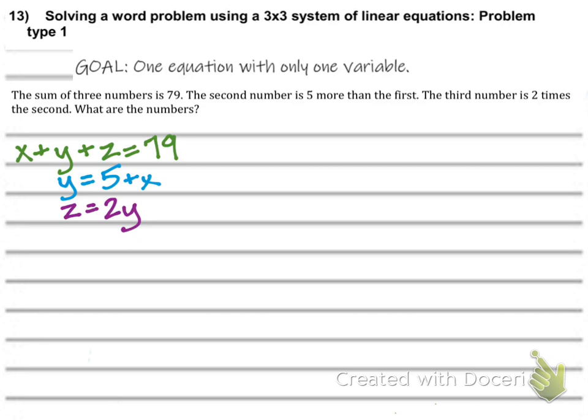So our goal is to take that top equation that has all 3 variables in it and replace things until we only have one variable in there. So I have z in terms of y, right? Let's see. So z is 2y. And they said y was 5 plus x. That's not going to help me, right? Because I'm still going to have an x in there and a y. But what if I rewrite this as x is y minus 5?